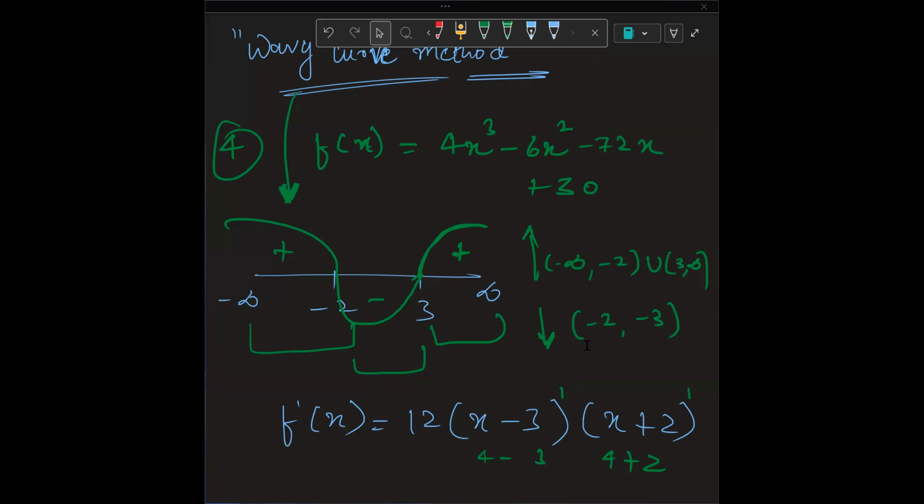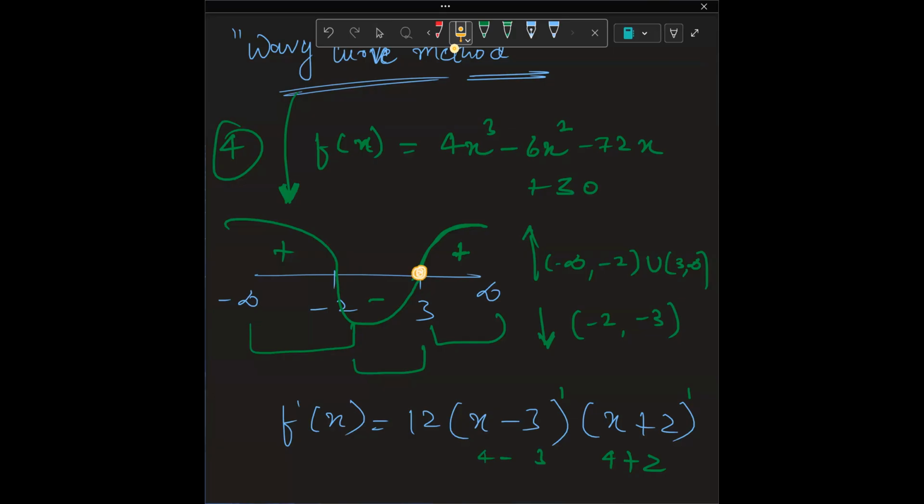Anyone, does anyone know why this is open? No? If it's closed, then -2 and -3 are the critical points. So we'll get 0 anyway, and we don't have to consider -2 and -3, maybe. See, at this particular point, -2, I have increasing and I have decreasing as well, right? That's why I exclude this point and this one also. Understood?